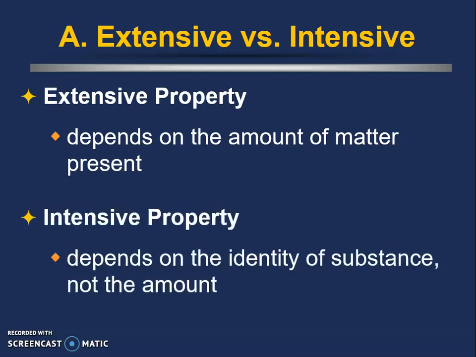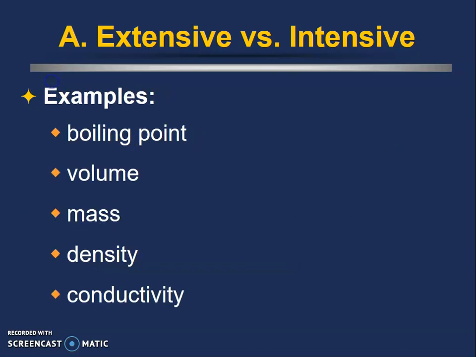Versus an intensive property. This is prefix in. It's internal to the identity. Okay, so this depends on the identity of the substance. It doesn't matter if there's a whole bunch of it or a little bit of it. What matters is what it is. While extensive is external, it depends on the amount, not what it is. Okay, so let's look at some examples.